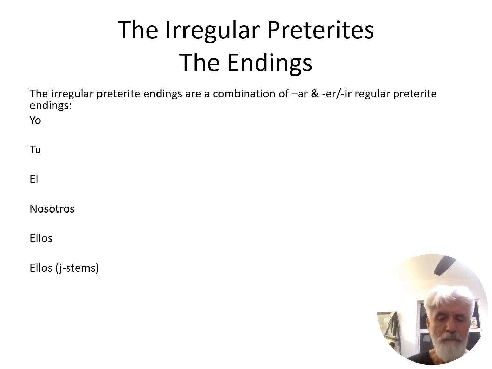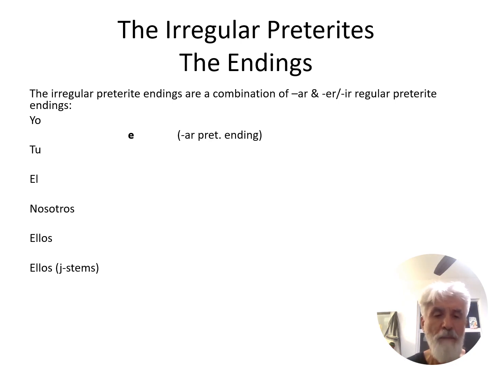Okay, now the endings. What are the preterite endings? These endings are different than for the regular preterites, and again, you just have to learn these. So the irregular preterite endings are kind of a combination of the AR and the ER and IR regular preterite endings. So you just have to learn these. So what is the ending for yo? It will be an e. Okay, that's the preterite ending. So you'll put that on the end of your irregular stem, and that will give you the yo form.